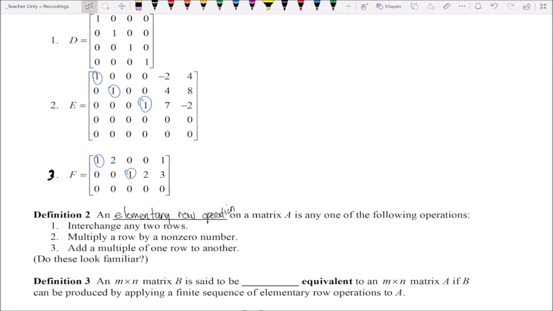Finally, we say that an M by N matrix B is said to be row equivalent to an M by N matrix A if B can be produced by applying a finite sequence of elementary row operations to A. In other words, if you start with a matrix A and you perform a finite number of row operations on it and get a matrix B, those two matrices are said to be row equivalent.